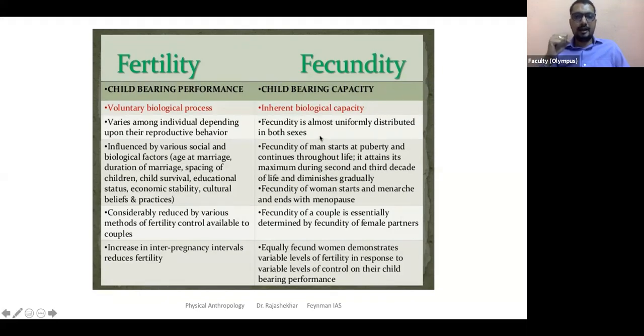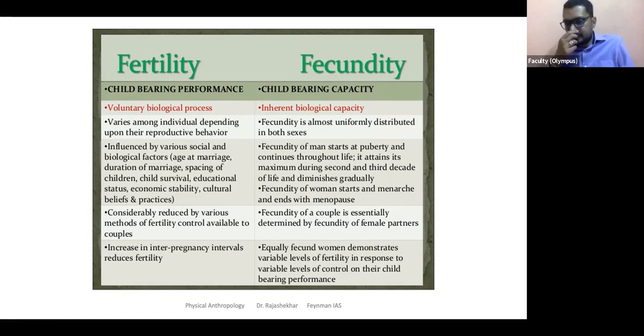It's their genetic capacity, inherent capacity, and more or less uniform. It doesn't matter between populations or between genders, fecundity, childbearing capacity, is more or less the same. Next, influenced by: fertility is influenced by various social and biological factors. We're going to discuss that in detail in the next class. Like for example, age at marriage, duration of marriage.